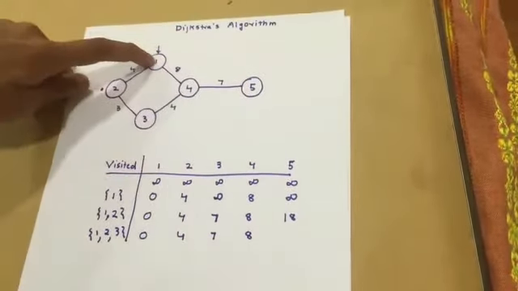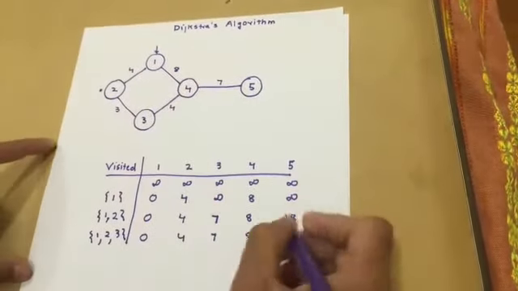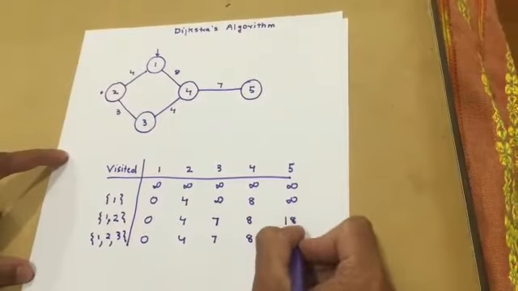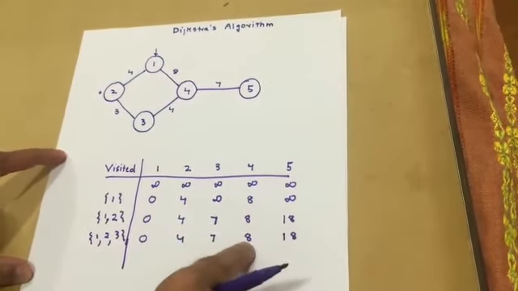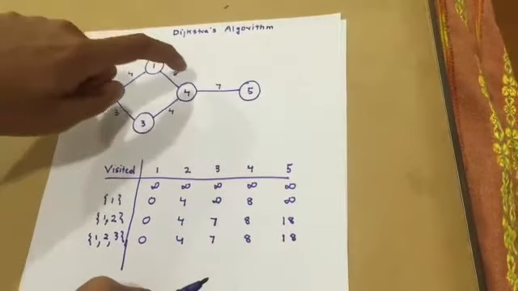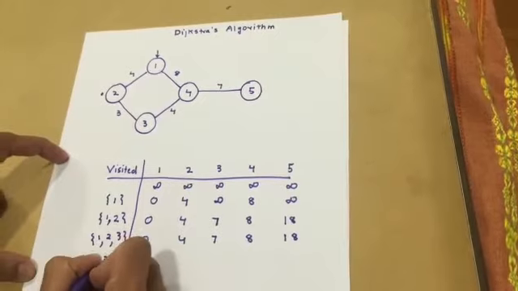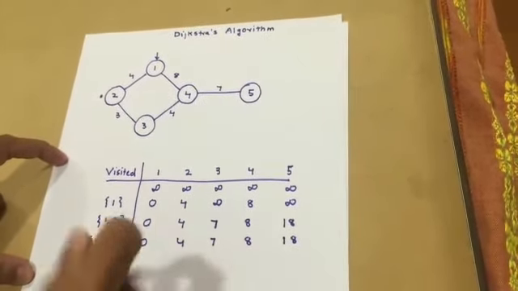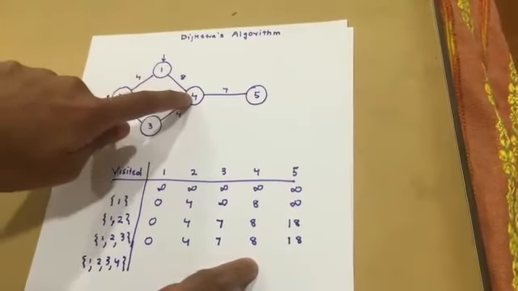And for 5, again to travel through 3, we have to take this path. So the distance remains the same, 18. Now between 8 and 18, 8 is smaller. So next we are going to visit node 4. Okay, so now we are on node 4.